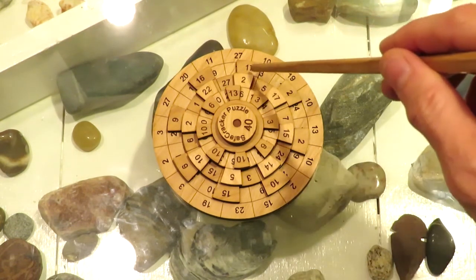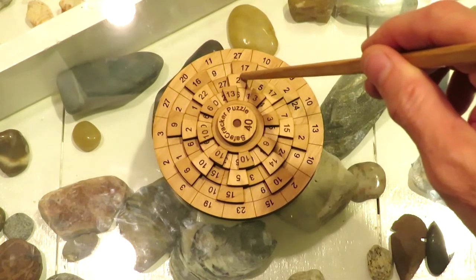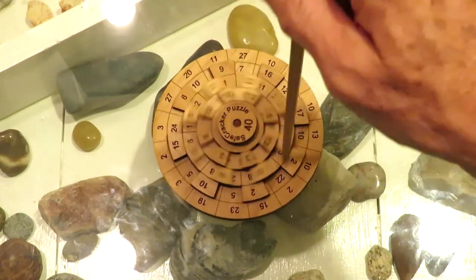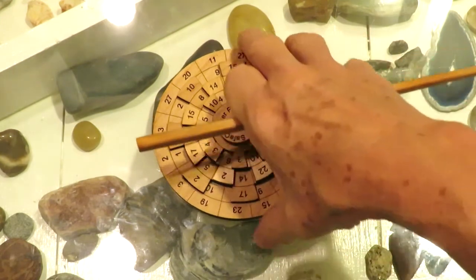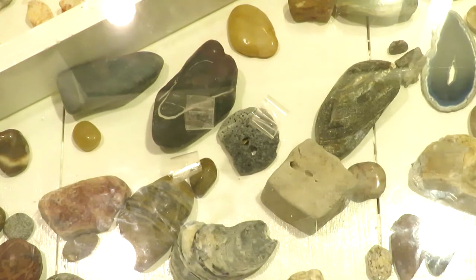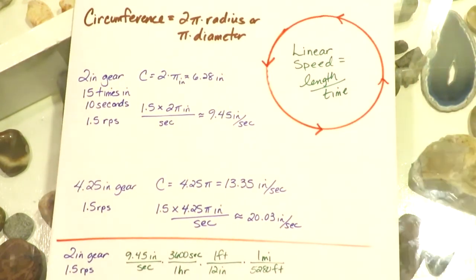The linear speed is how fast a point on one of the gears is moving as it spins around. And that is measured in length. So the length of the circumference is what guides that per unit of time. So for example, let's suppose I was spinning them at 15 times per 10 seconds, or 1.5 revolutions per second.